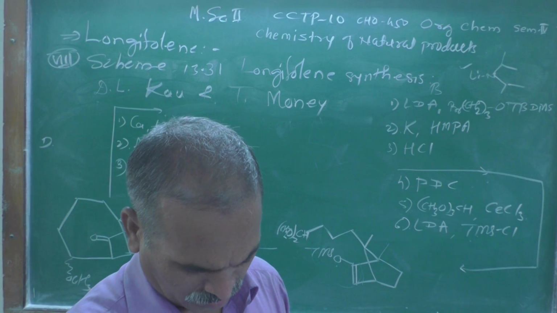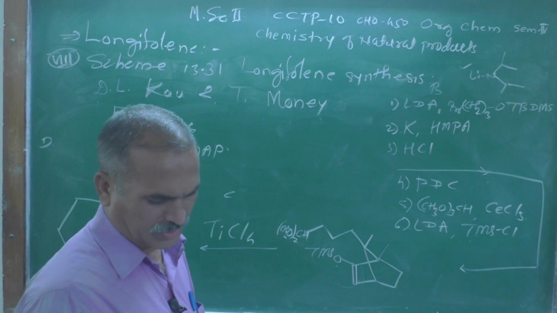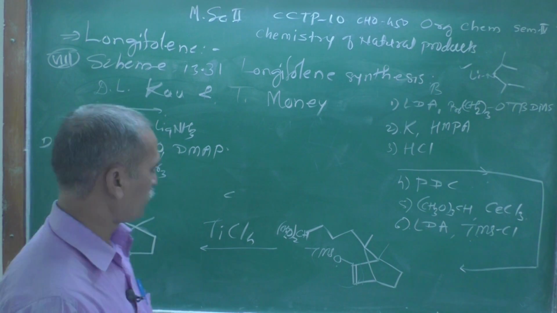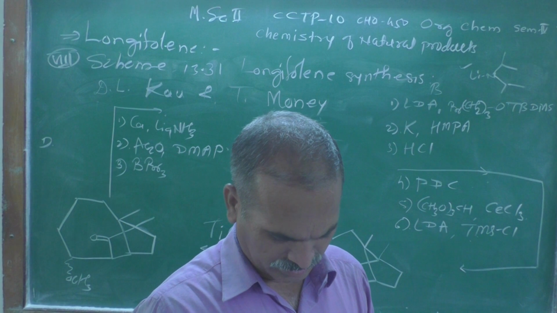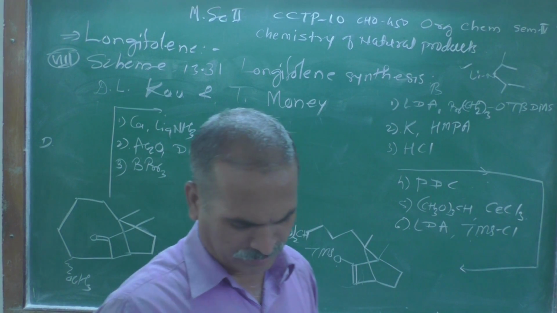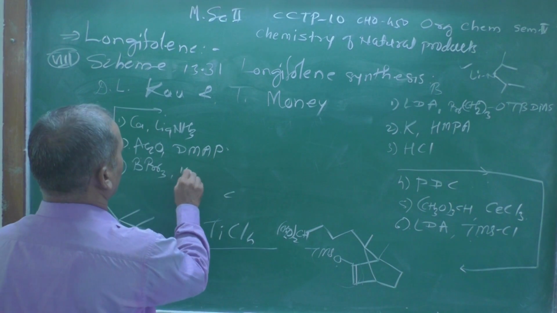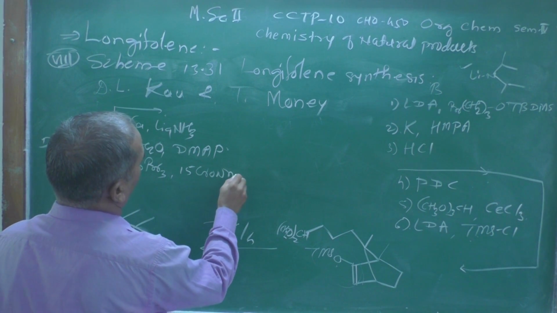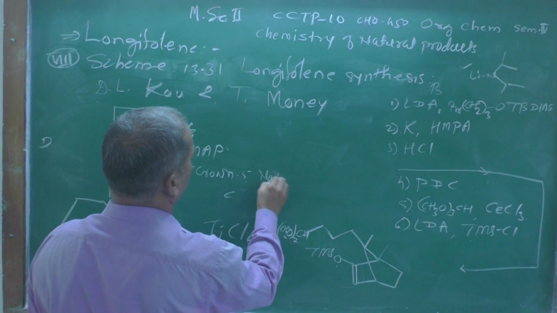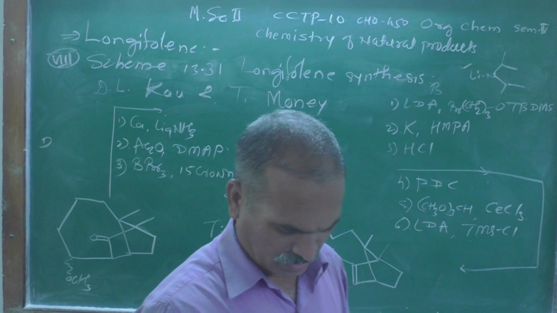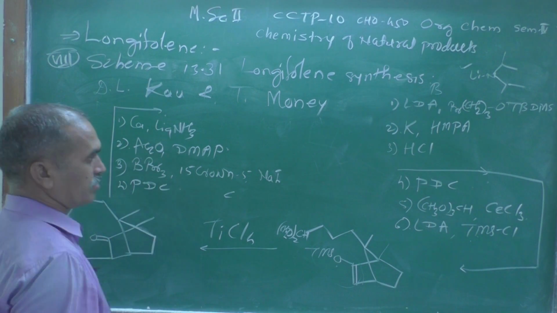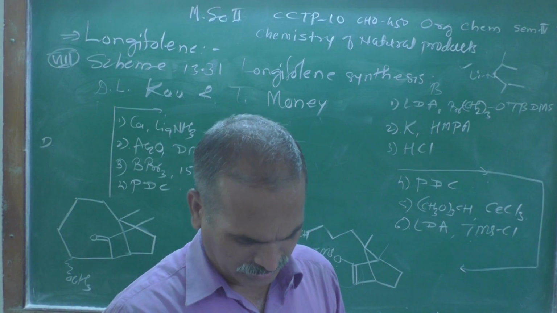dimethyl phosphorus, then BBr3, boron tribromide, with 15 crown 5. Then there will be sodium iodide. Then fourth one is a PDC, that is a pyridinium dichromate.